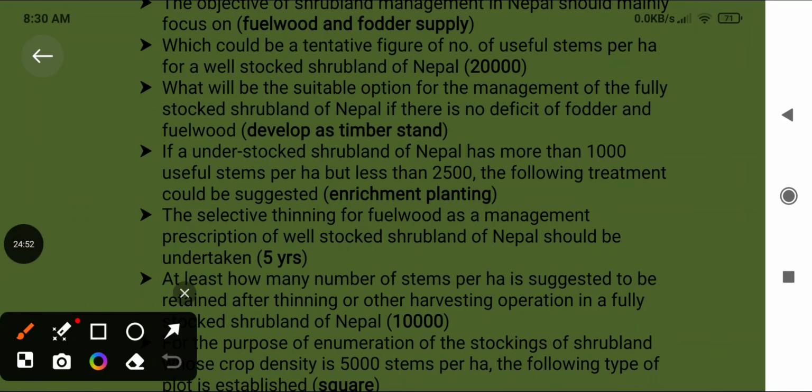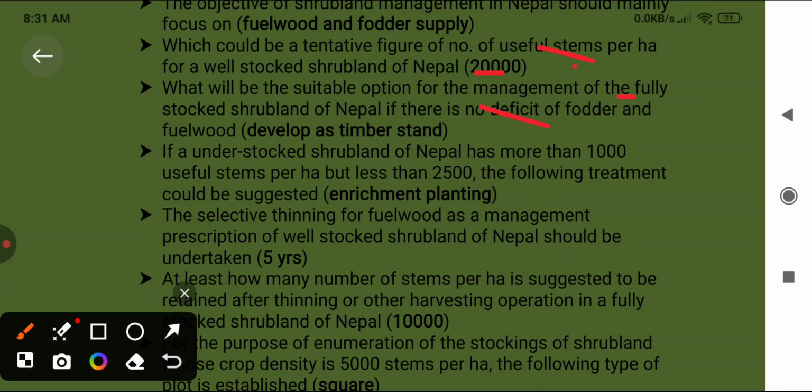Which could be a tentative figure of number of useful stems per hectare for a fully stocked shrubland of Nepal? 20,000. What will be the suitable option for the management of the fully stocked shrubland of Nepal if there is no defect of fuel and it is developed as timber stand?